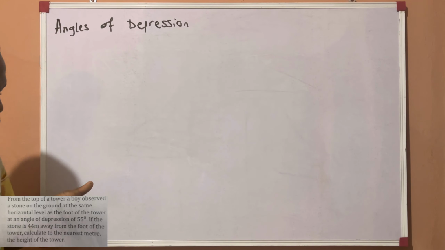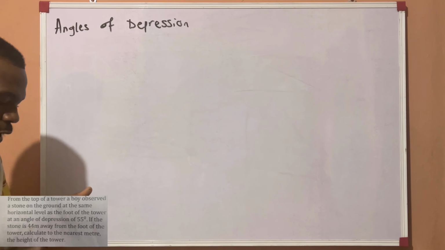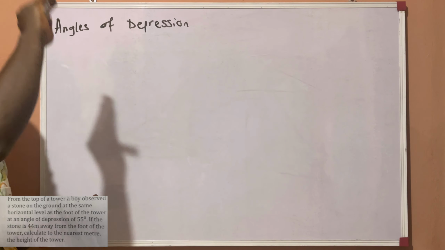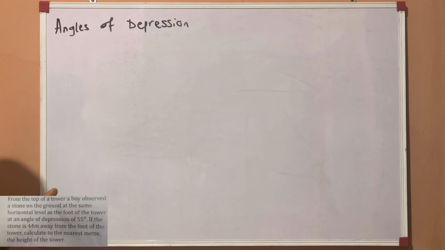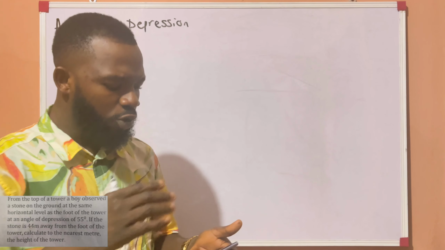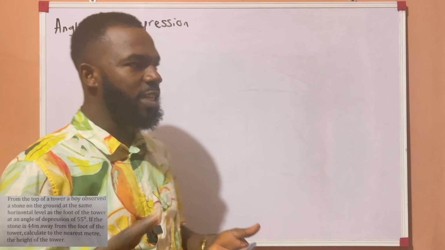If the stone is 44 meters away from the foot of the tower, right now we already know what the top of the tower means and what the foot of the tower means. Calculate to the nearest meter the height of the tower. Good. Now the first thing is for you to read, and the second thing is for you to understand what you have read. Now that we've been able to read out the question, how can we bring out this question in a diagram pattern? Let's bring it out.